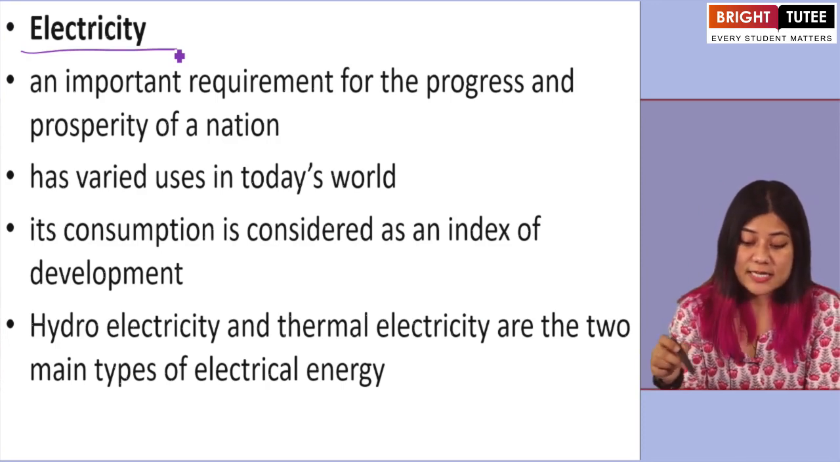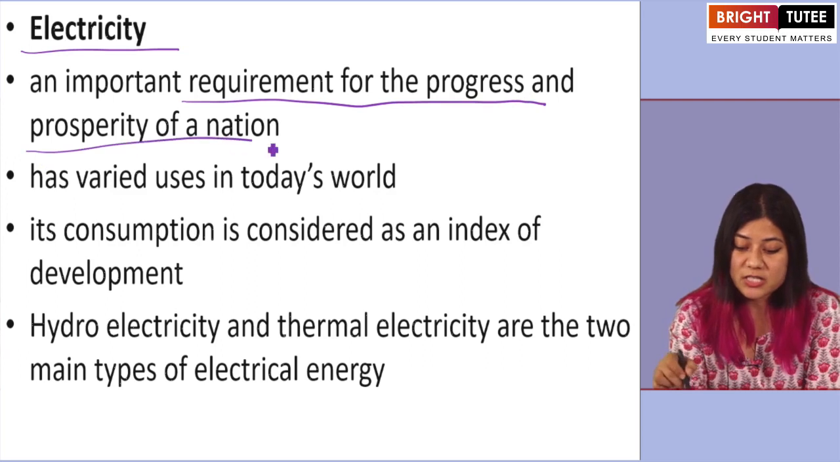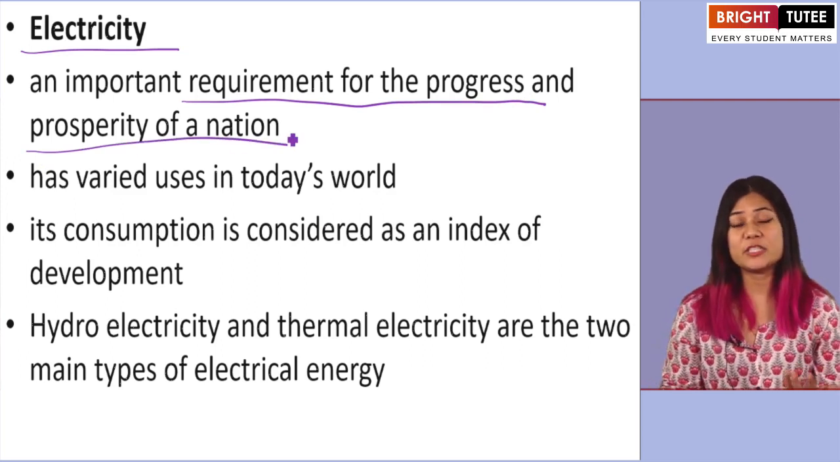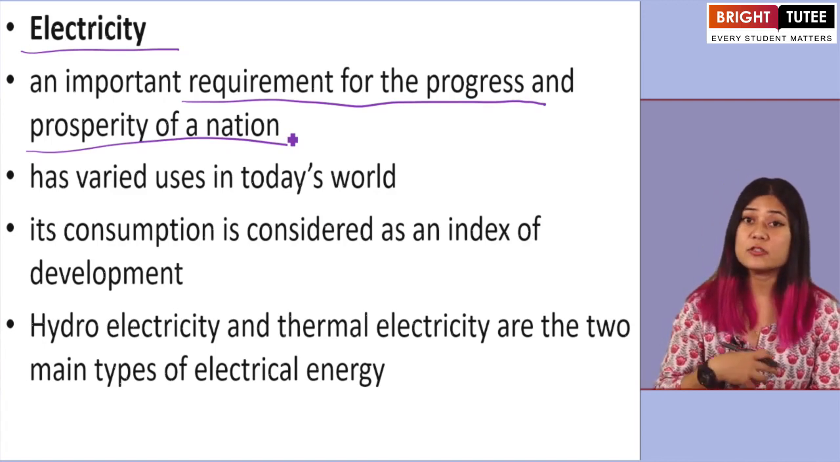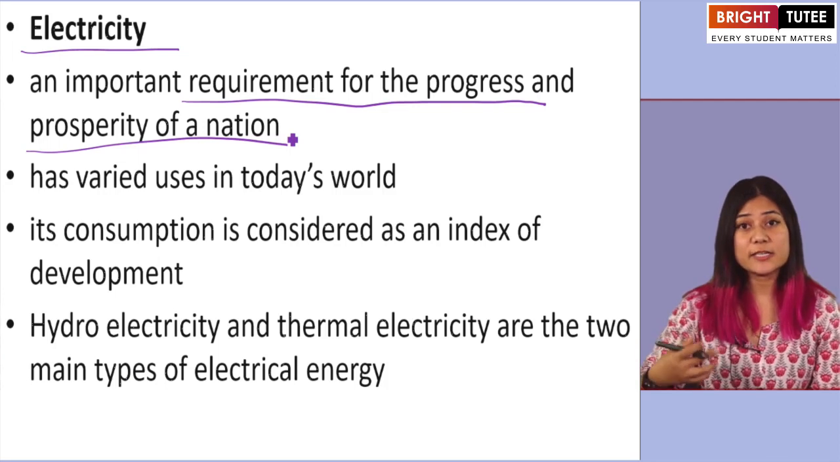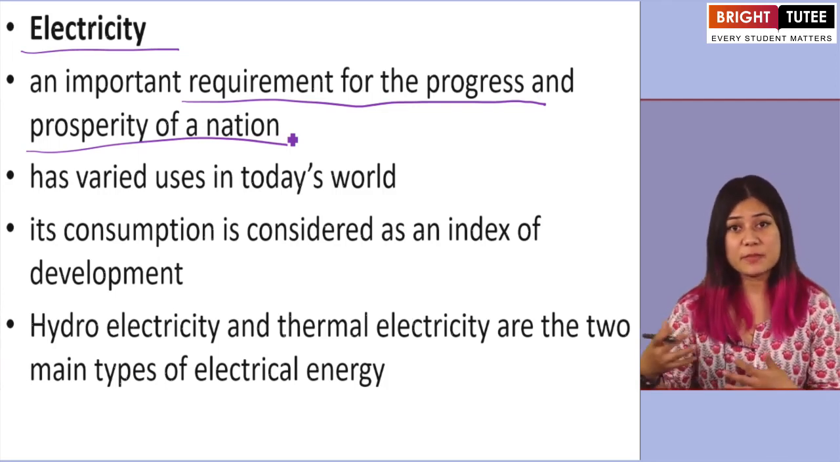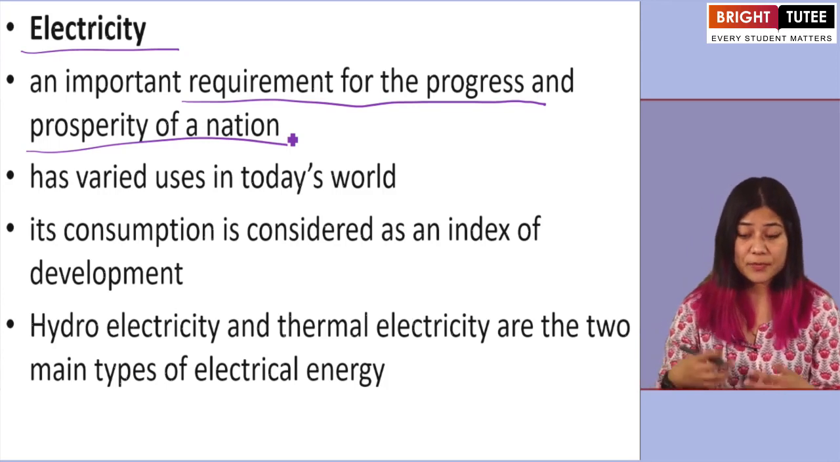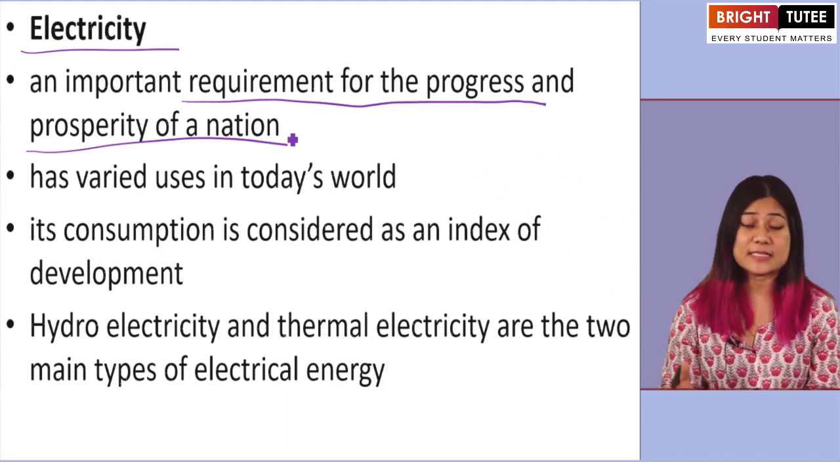So electricity is an important requirement for the progress and prosperity of a nation. Without electricity, a nation cannot develop. A nation cannot progress, move forward in development, and a nation cannot prosper. With electricity, things can be worked, okay? And as a result of it, a nation can develop itself, alright?